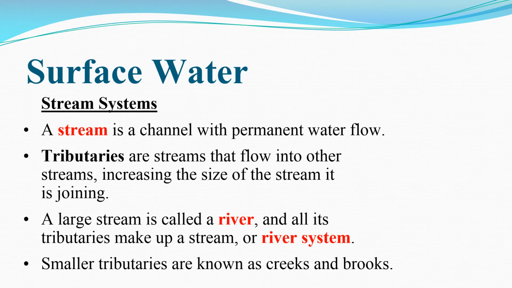Also, remember surface water streams. A stream is a channel with permanent water flow. Tributaries are streams that flow into each other, which is basically increasing the size of the stream. Okay, the larger the stream is, we know those to be rivers, and if you have a lot of tributaries, they make up a river system. Okay, the smaller ones are the creeks and brooks.